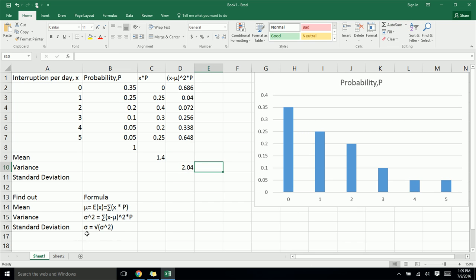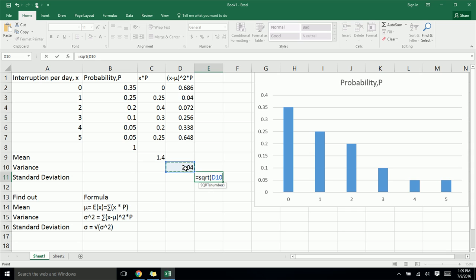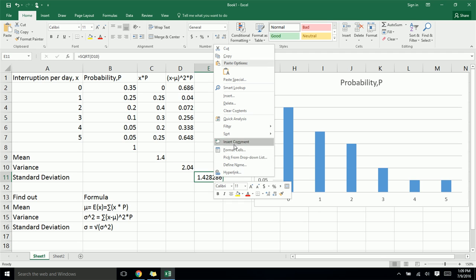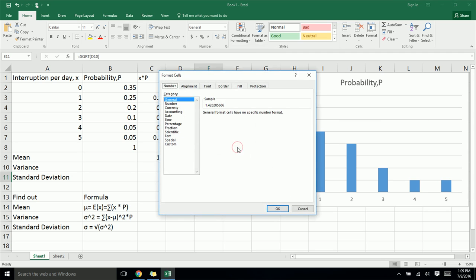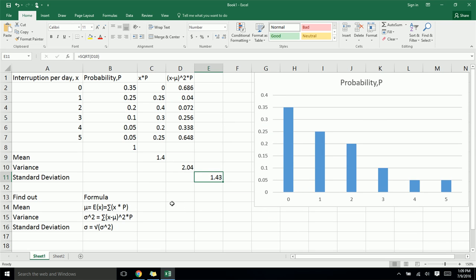Now we need to find out the standard deviation. This is the simplest formula. We just need to square root the variance. To square root, the formula is equal sign sqrt parenthesis, select the value of variance and then close parenthesis and enter. I'm going to format cells to 2 decimal places. So the standard deviation is 1.43.